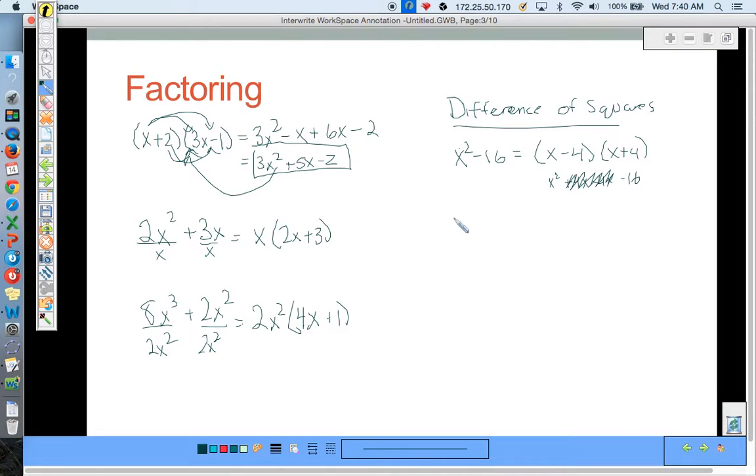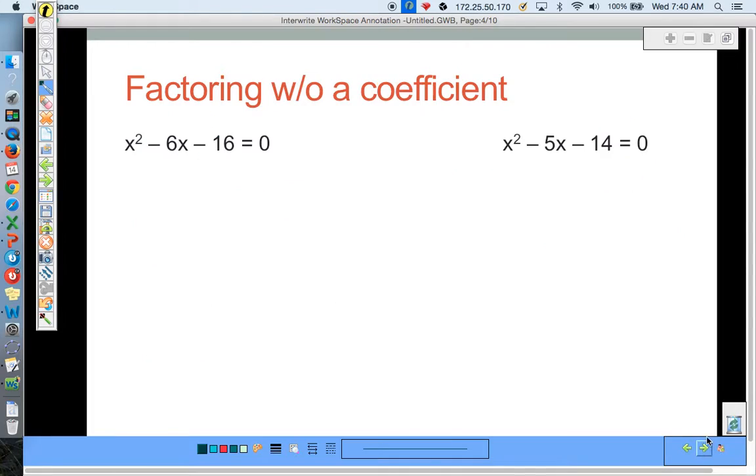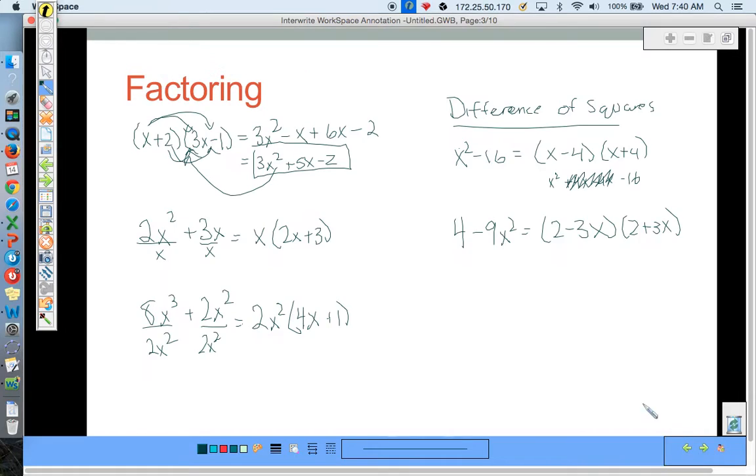For example, if you had 4 minus 9x squared, you have 2 and 3x, so it would be 2 minus 3x and 2 plus 3x. So those were our easy ways of factoring. We're going to take a look at some where we have the 3 terms here, and you guys might remember this from the box and circle. And we're actually going to not only factor, we're going to solve these.